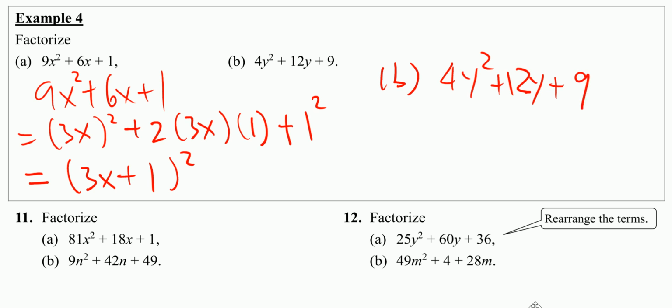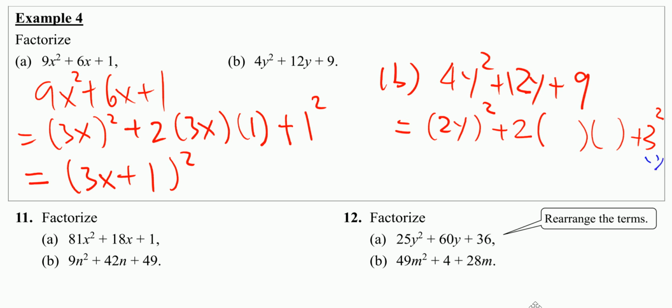just follow the rules. If we put in this, the (2y) whole square, and 2 times something, and 3 squared, then you know the b is equal to 3 and the a is equal to 2y. So just write down all the things and you know the answer should be (2y + 3) the whole square.